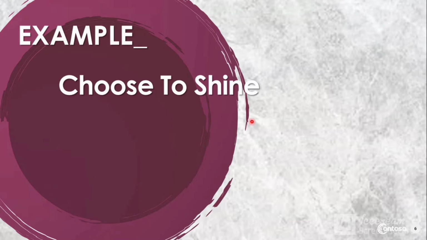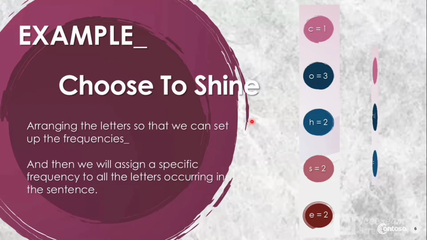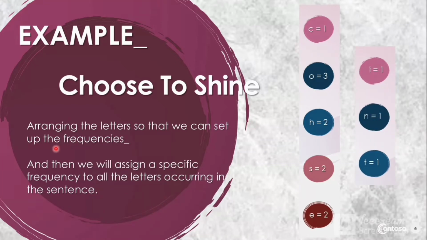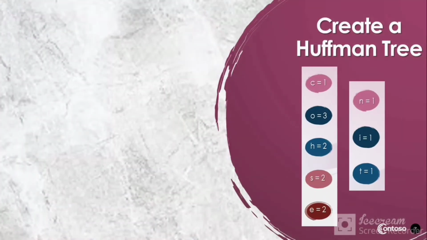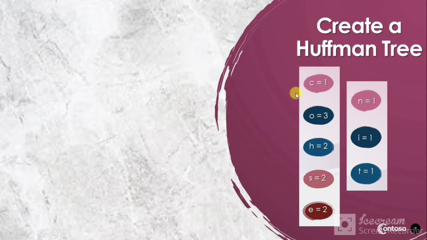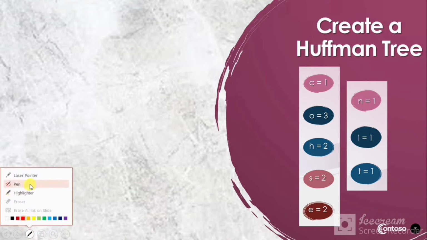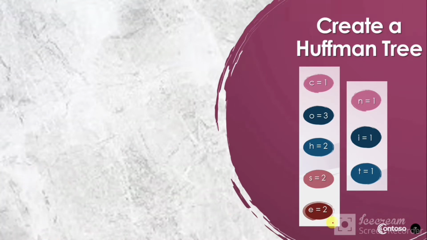Here we have given a sentence, "choose to shine", and we'll try to compress this sentence. That will be a part of text compression, an application of Huffman encoding. In the very first step, we'll arrange the letters so that we can set up the frequencies, and then we'll assign the specific frequencies to each of the letters. Now we will create a Huffman tree according to these frequencies, how many times each letter occurs in the sentence. Now we'll start creating the Huffman tree.